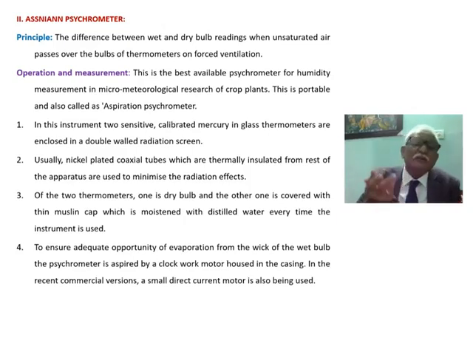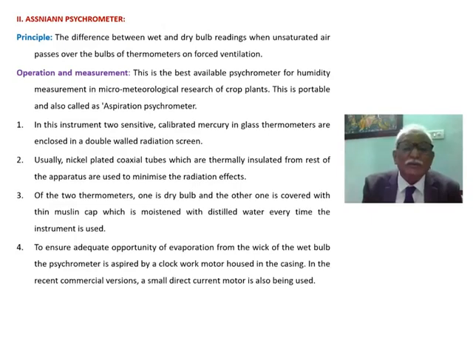The Assmann psychrometer is also the same as the dry and wet bulb. But here the working principle is the difference between the wet and dry bulb readings when unsaturated air passes over the bulbs of the thermometer under forced ventilation. We give a screw so that it pulls the air over the bulbs of the thermometers. In the ordinary dry and wet thermometers, they are just exposed to the lower atmosphere. Now here the operation and measurement is very simple. This is the best available psychrometer for humidity measurement in micrometeorology studies. That's what I told you.